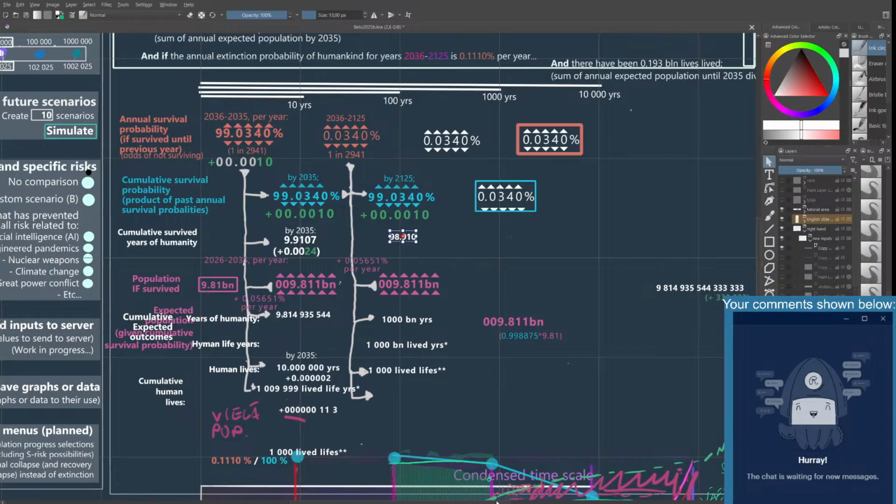I think it's the same. I think pretty much the same. Maybe font with these. I'm thinking about this cumulative survived years issue. I think it's probably a little bit easier even than with this expected human lives.